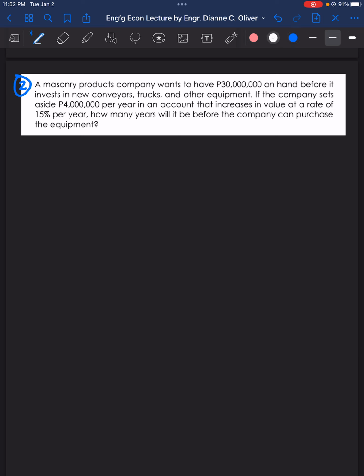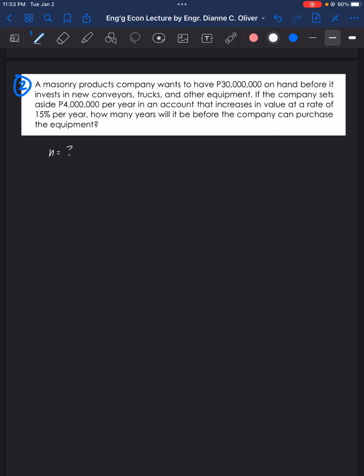A masonry products company wants to have 30 million pesos on hand before it invests in new conveyors, trucks, and other equipment. If the company sets aside 4 million pesos per year in an account that increases in value at a rate of 15% per year, how many years will it be before the company can purchase the equipment? So it's asking for the number of years n.